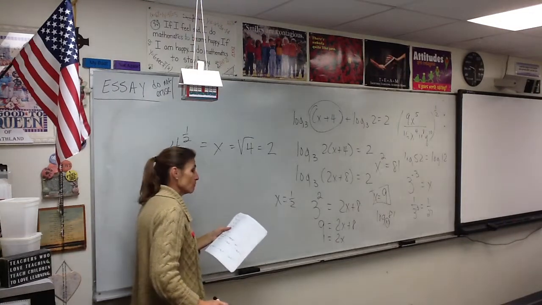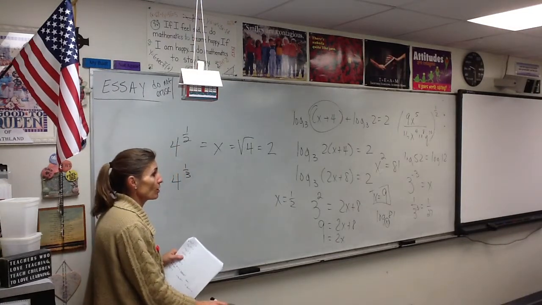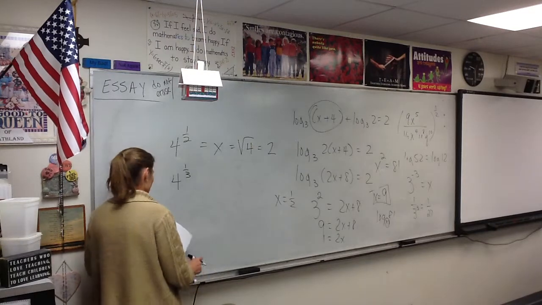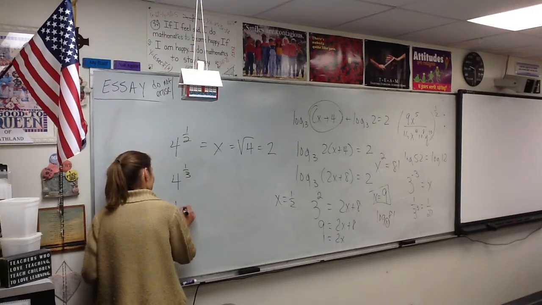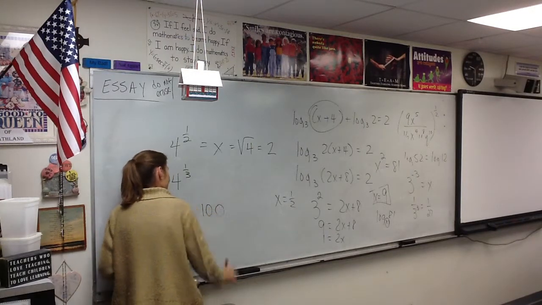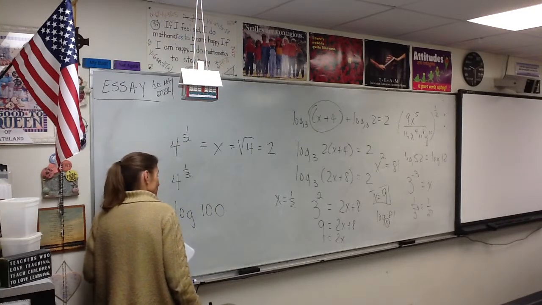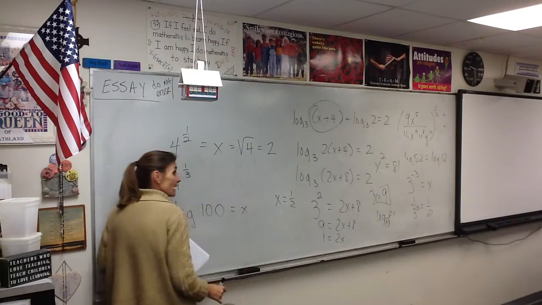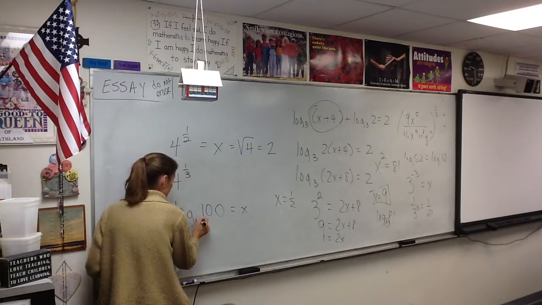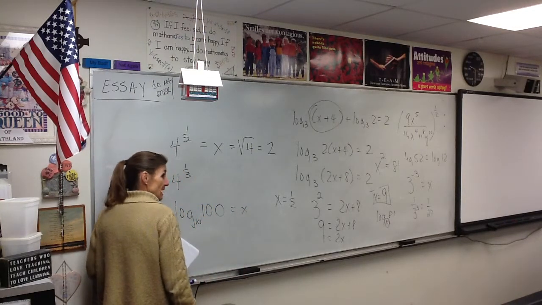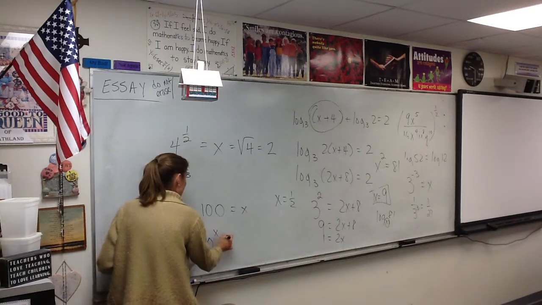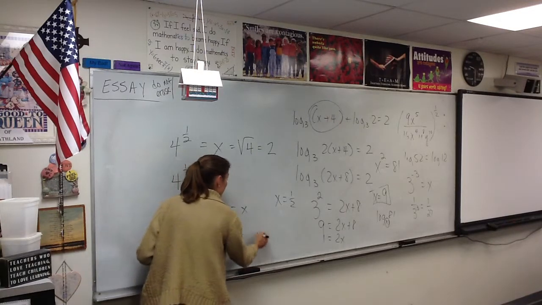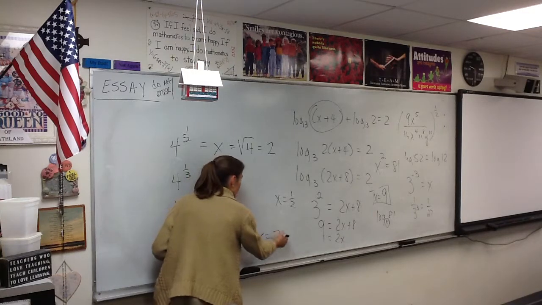Okay, the next one, number 4. What's your thought on that, Redor? 10 to the x equals 100. Okay, so a couple of things going on. First of all, you're setting it equal to x. And second of all, you're recognizing that the base there is 10. And you're saying 10 to the x equals 100. So the answer to the problem must be 2. Perfect.